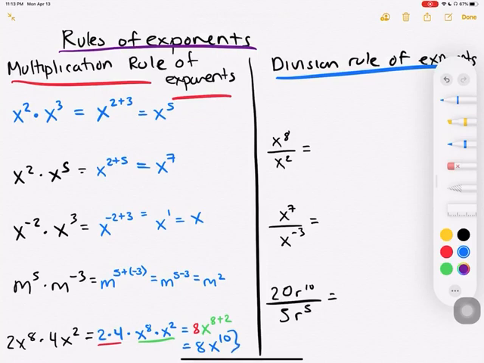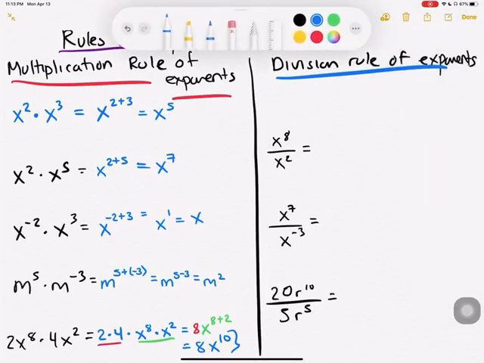So this is for the multiplication rule of exponents. When you're multiplying variables, the big letters, you have to add the exponents. And the opposite rule, instead of the multiplication rule, is going to be the quotient rule or the division rule.